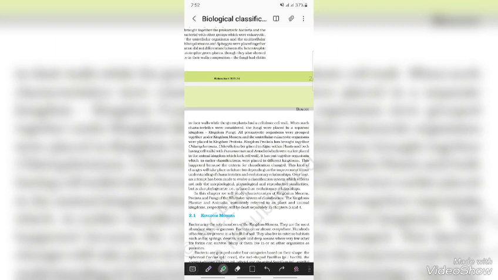Over time, an attempt has been made to evolve a classification system which reflects not only the morphological, physiological, and reproductive similarities, but is also phylogenetic, that is, based on evolutionary relationships. In this chapter, we will study the characteristics of Kingdoms Monera, Protista, and Fungi of the Whittaker system of classification. The Kingdoms Plantae and Animalia, commonly referred to as the plant and animal kingdoms respectively, will be dealt with separately in Chapters 3 and 4.